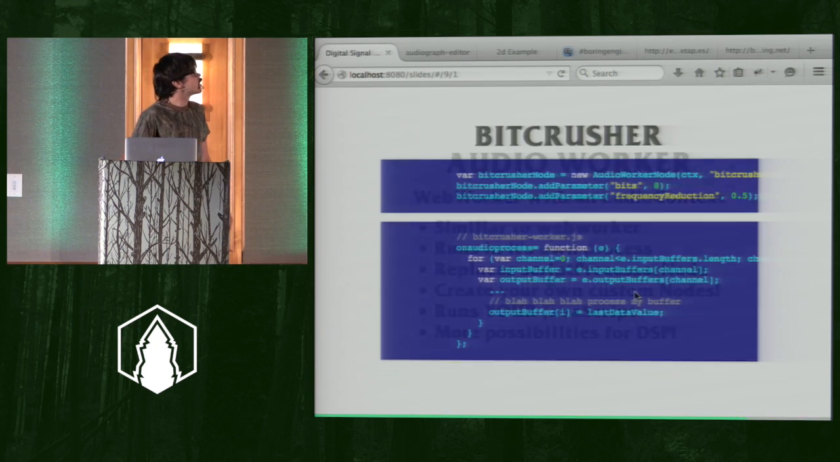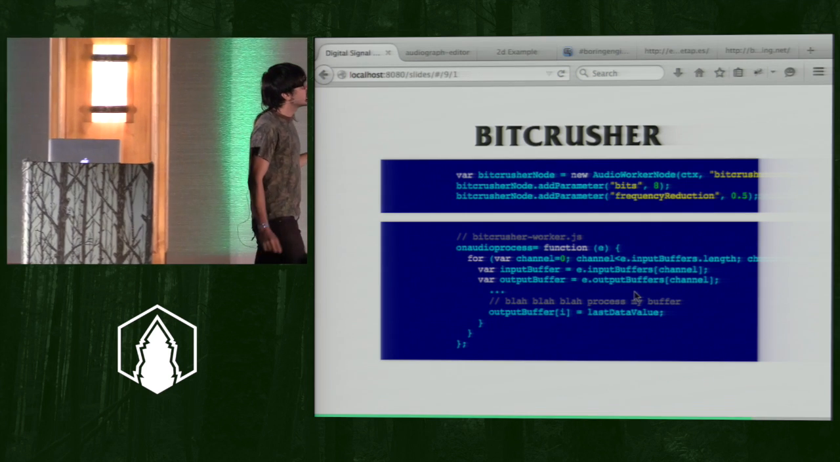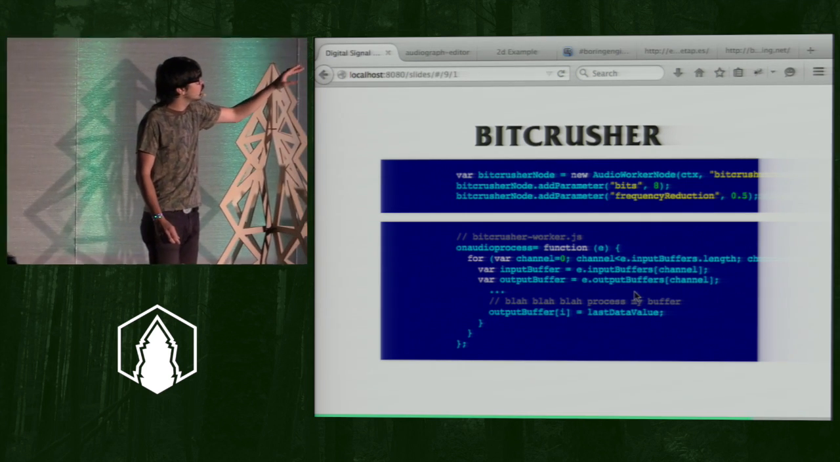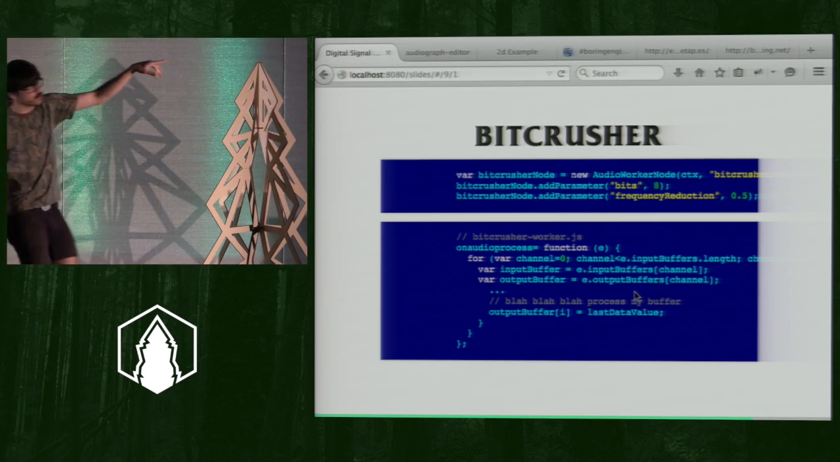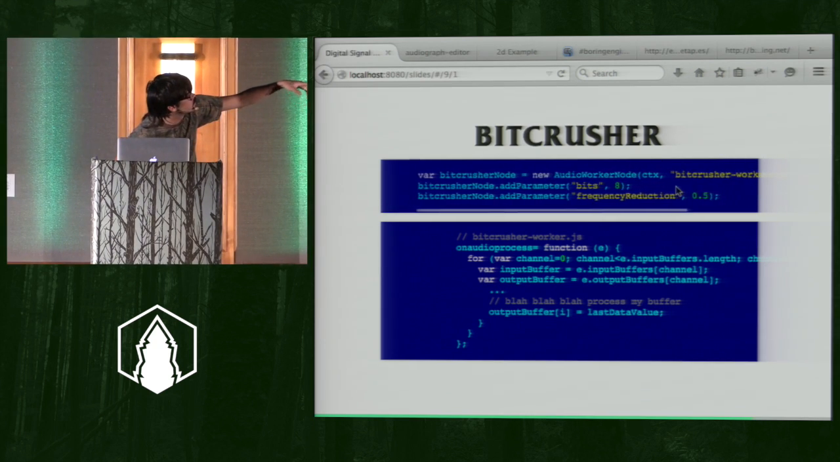So let's make a little web worker ourselves. Let's go to the API. We have here, we go new audio worker node context, and then we're going to pass to this string right here a file. It's a link to a file.